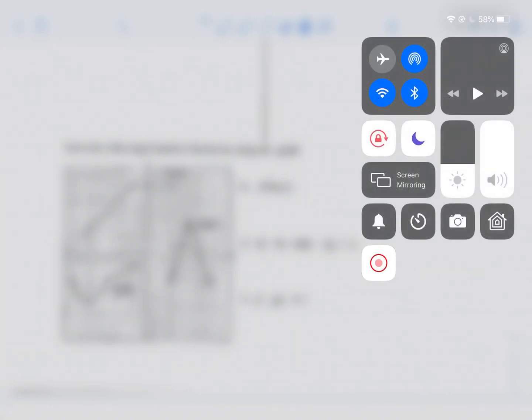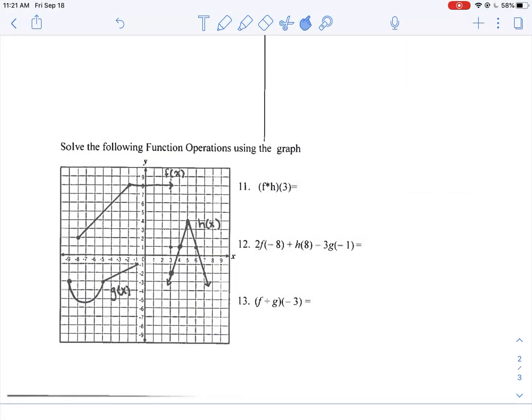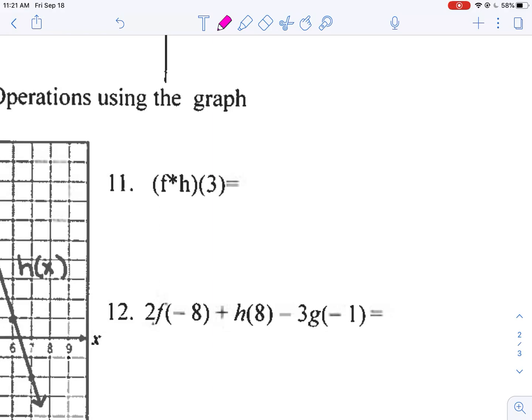All right, we're going to be working on function operations. There are a few other problems on this worksheet I wanted to go over with you, just so you know how to do these. These graph ones initially look intimidating, but these are my favorite because honestly, you do the least amount of work. It's kind of cool. I'll show you what I mean.